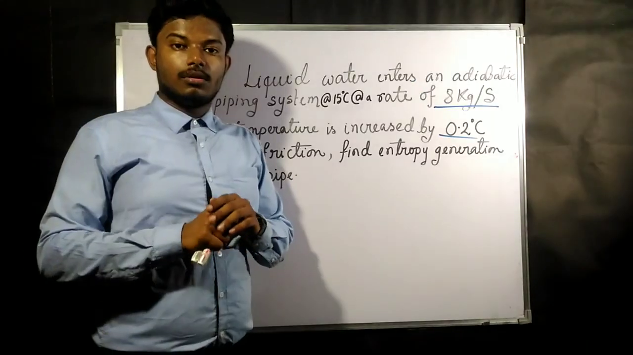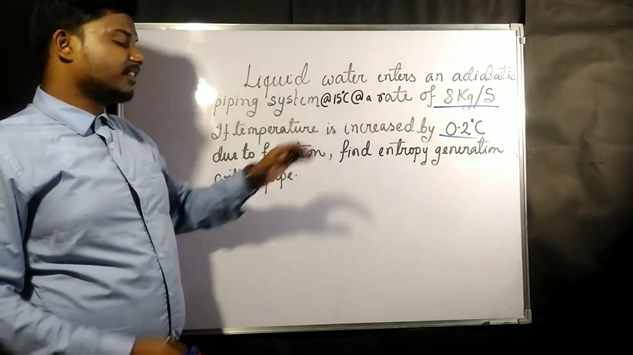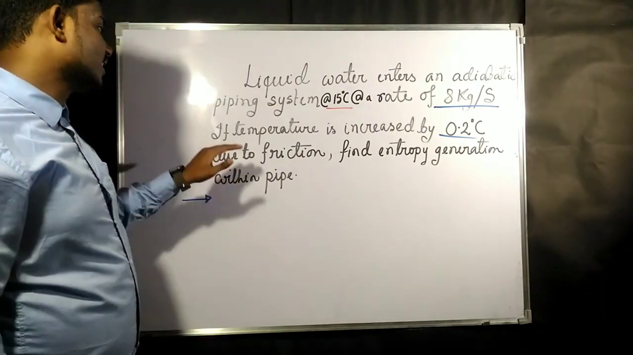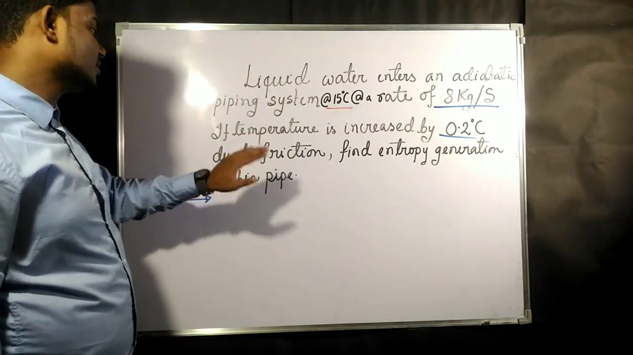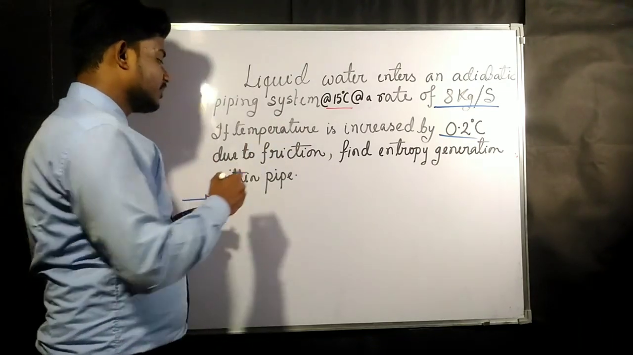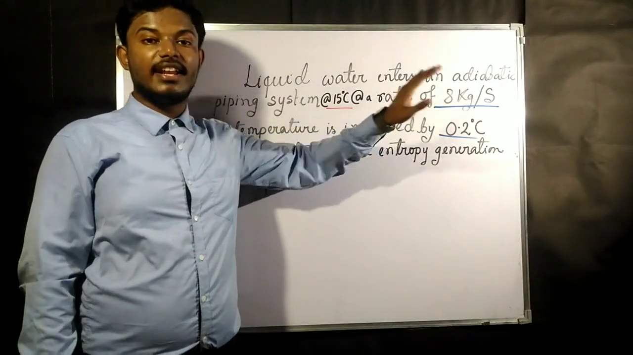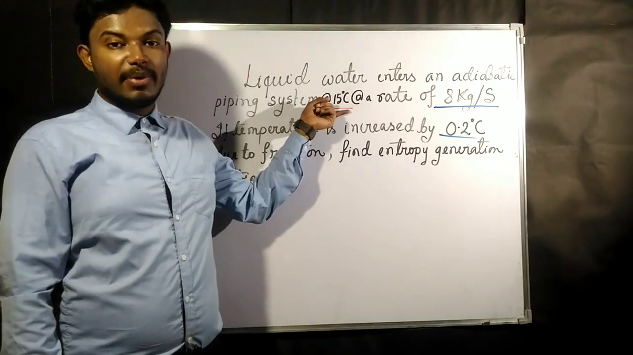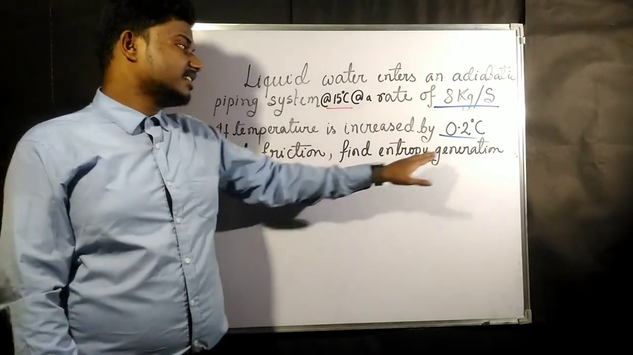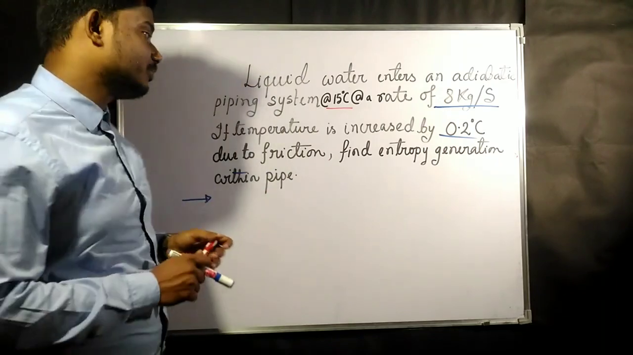Okay, the next question is: liquid water enters an adiabatic piping system at 15 degrees centigrade at a rate of 8 kg per second, and if the temperature is increased by 0.2 degrees centigrade due to friction, find the entropy generation within the pipe. So they have said that in a pipe water is coming in at a rate of 8 kg per second while the temperature of it was 15 degree centigrade, and while flowing, due to friction, the temperature is increased by 0.2 degrees centigrade. So we need to find out the entropy change.